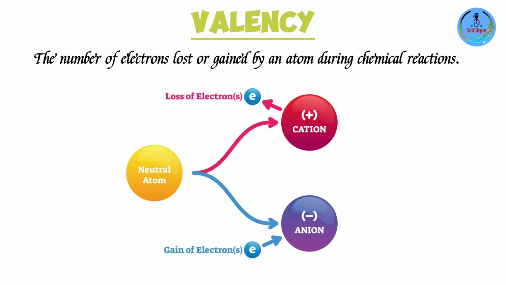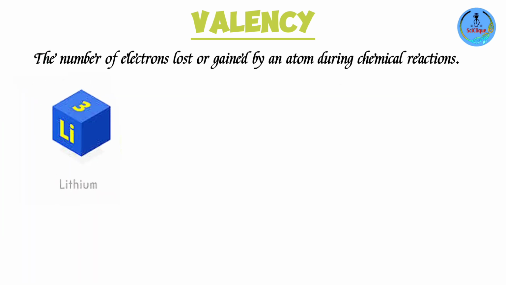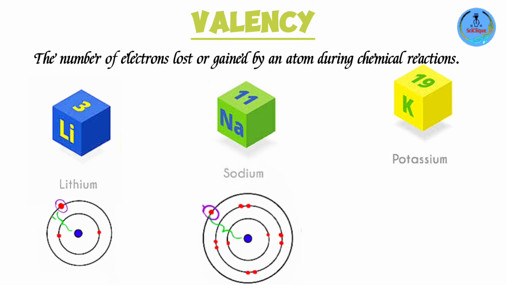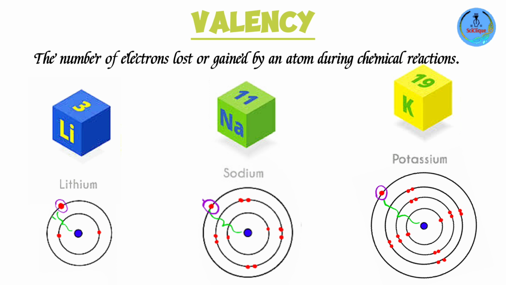Okay, to make this clear, let me use the example of the group 1 metals. I'm talking about lithium, sodium, and potassium. All of these three have one valence electron. This is the electron that is present in their outermost energy level. Now, during chemical reactions, they lose their valence electron. Therefore, they have a valency of 1.